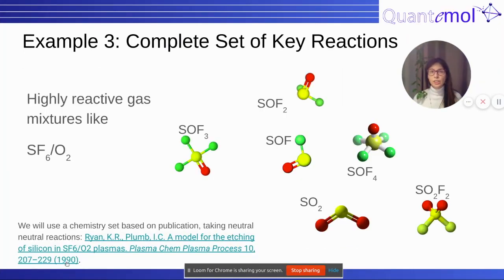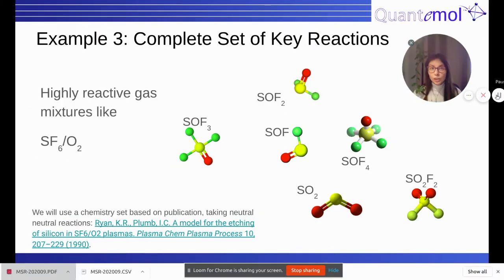In the third example, we are demonstrating how having the most accurate information for your key species and key reactions is fundamental for your simulation accuracy. In highly reactive mixtures like SF6/O2, often species can be formed which do not have cross-section data, or it's not very well known, such as oxygen-containing species. Calculating cross-sections for all of them is really time-consuming. It can take many weeks, but it may not be necessary.